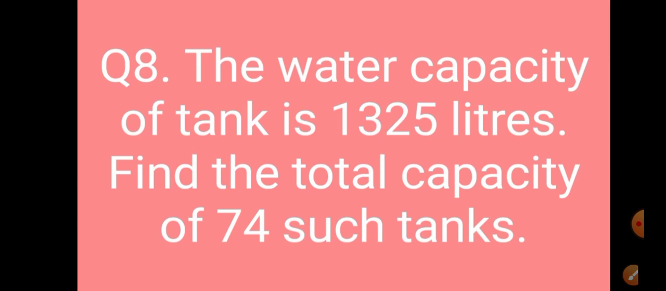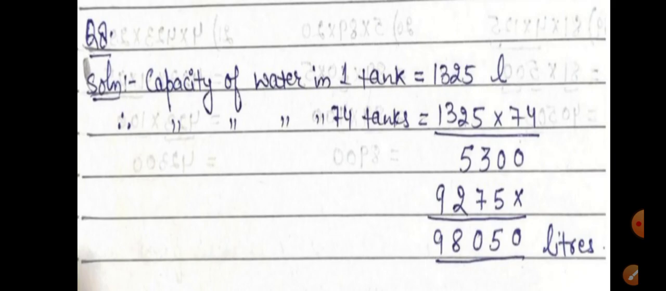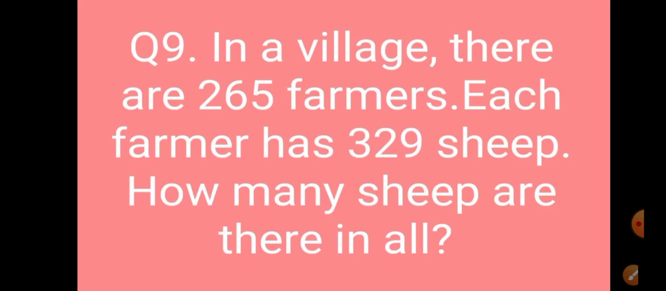Next example is, the water capacity of a tank is 1325 liters. Find the total capacity of 74 such tanks. Now, the capacity of water in one tank is given, that is 1325 liters. Therefore, capacity of water in how many tanks? 74 tanks. That we get after multiplication, 98,050 liters.